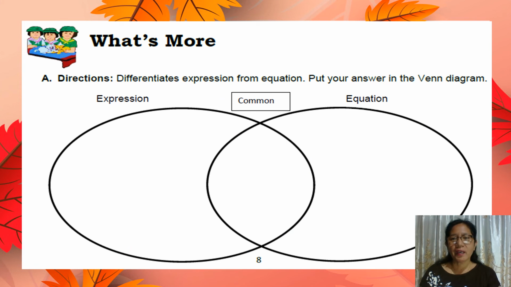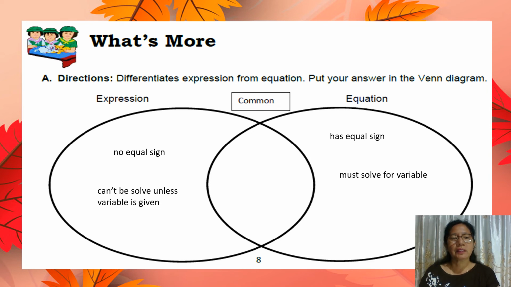Using a Venn diagram, let us differentiate expression from equation. The expression has no equal sign, while equation has an equal sign. Equation must solve for a variable, while expression cannot be solved unless a value for the variable is given. Then equation has an answer.